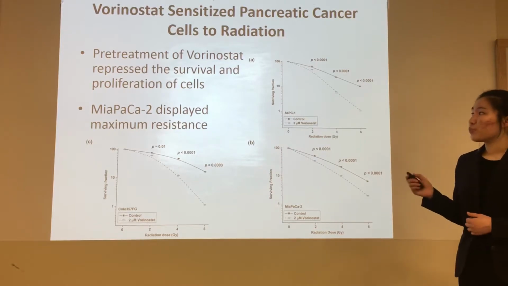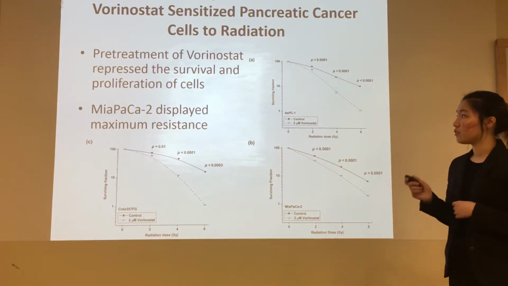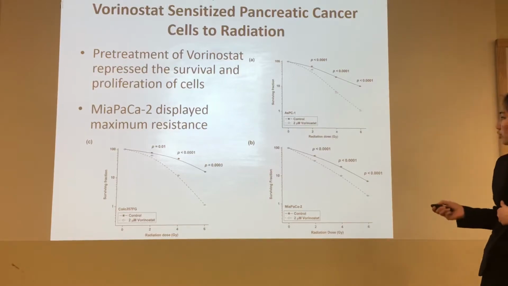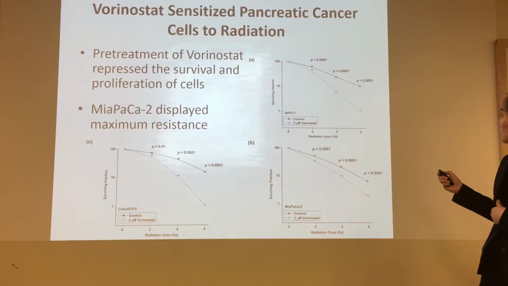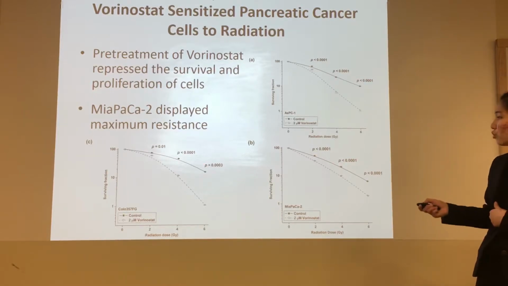The results show that pre-treatment of Vorinostat before the radiation repressed the survival and proliferation of the cells, as shown here in these three diagrams, which show the three different cell lines. The solid line indicates the control group, and dotted lines indicate the cell lines that were treated with Vorinostat. As it shows, the surviving fraction decreased significantly compared to the control group. And among these, MIA PaCa-2 displayed the maximum resistance.